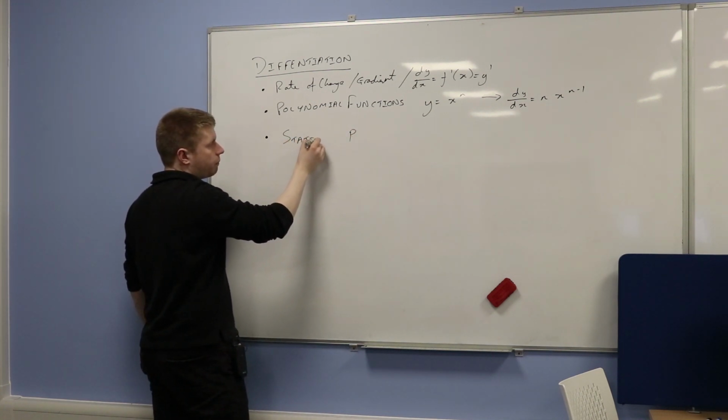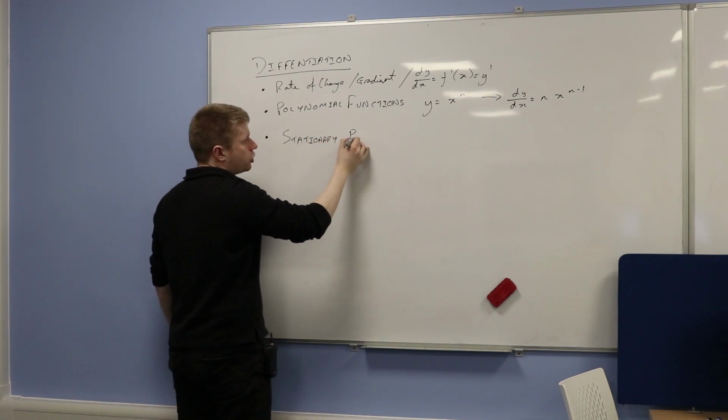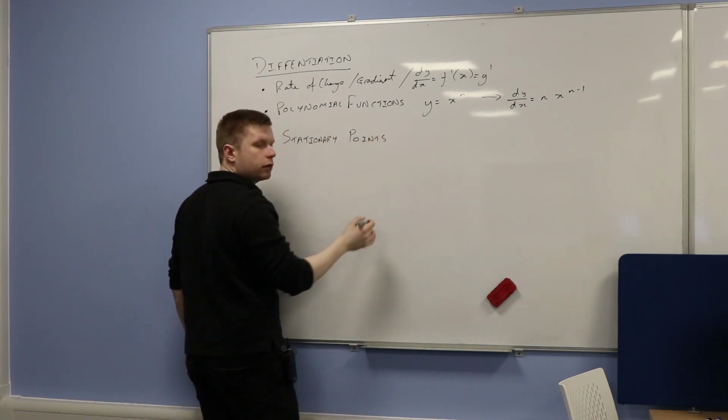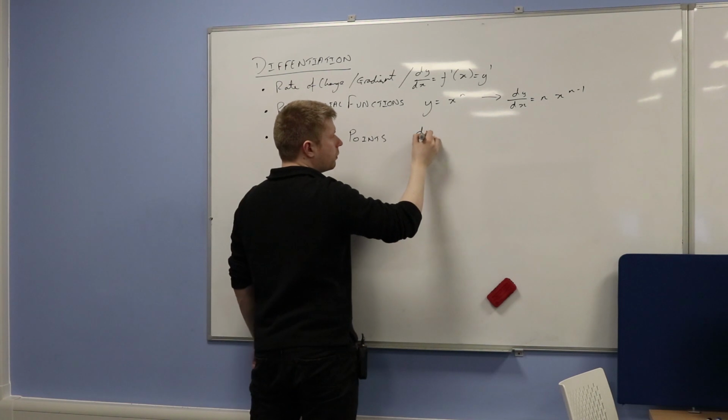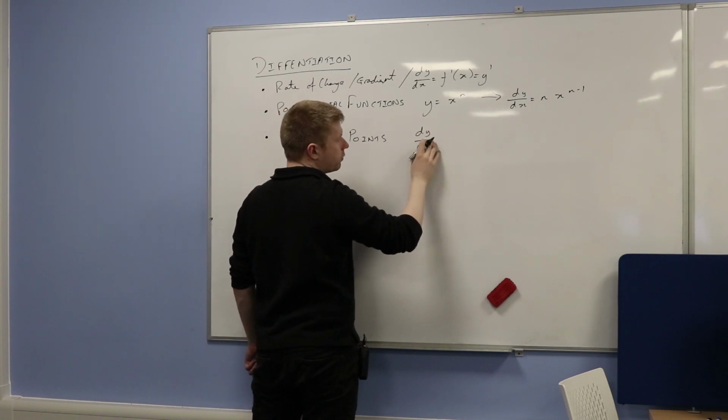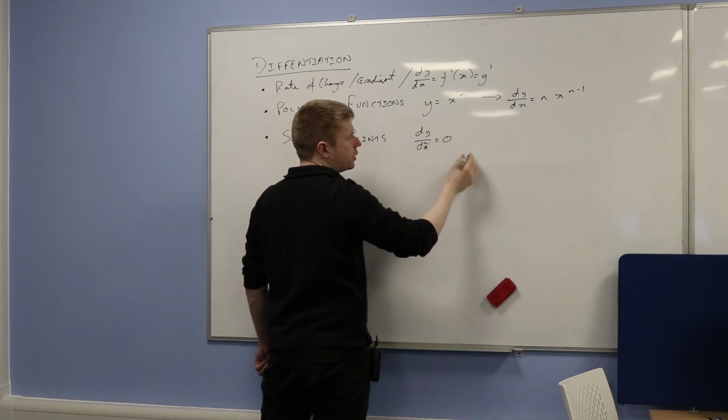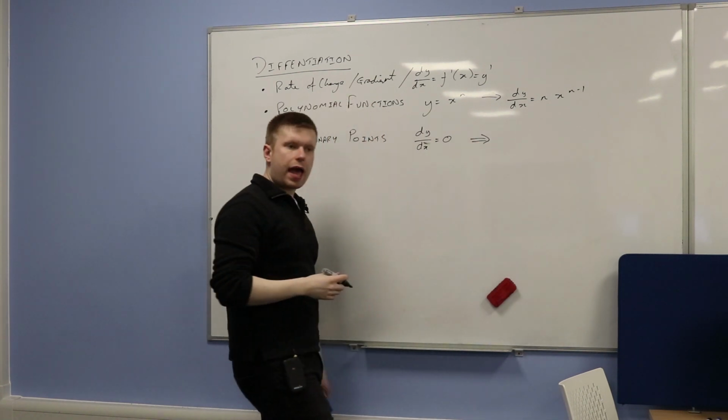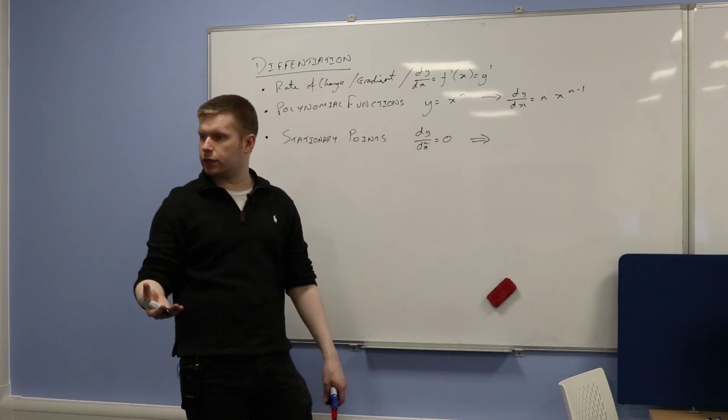Okay, then what did we do next? Stationary points, right? So just remind me, what were stationary points? The rate of change is 0. Perfect. The rate of change is equal to 0. And then from there, we looked at the type of stationary points.